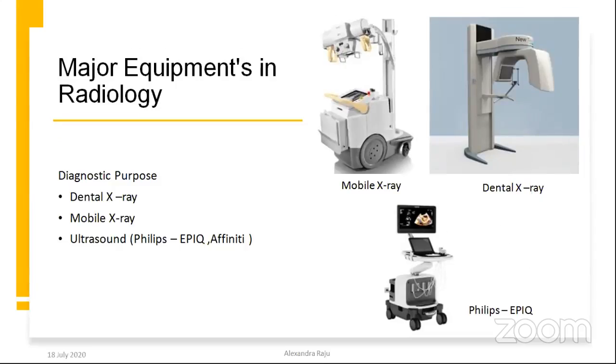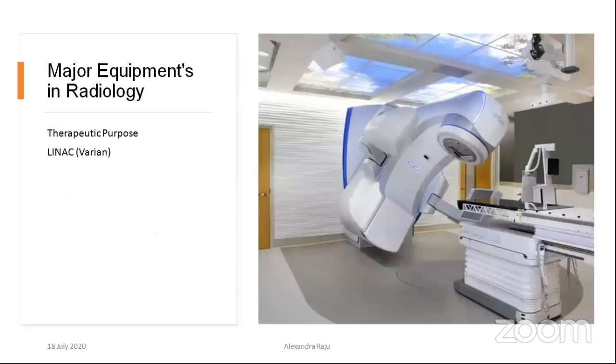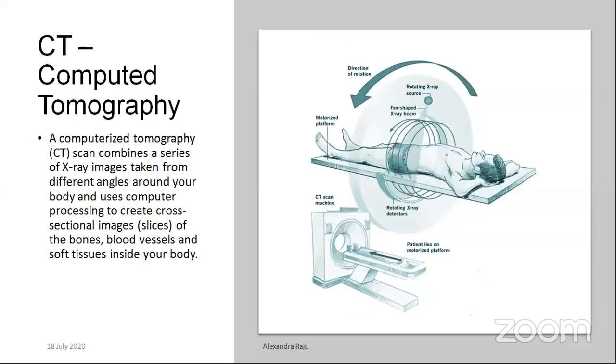So the major equipment, the rest all was diagnostic, and this one is for therapeutic purposes. Mainly we use it for cancer treatment. It's a LINAC or the linear accelerator from Varian. It's a company name.